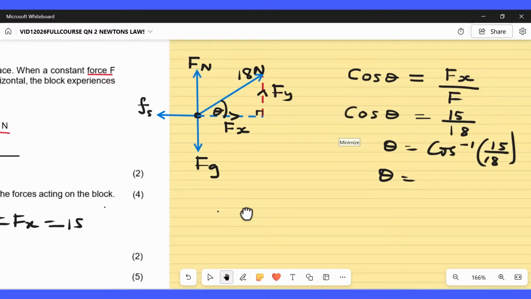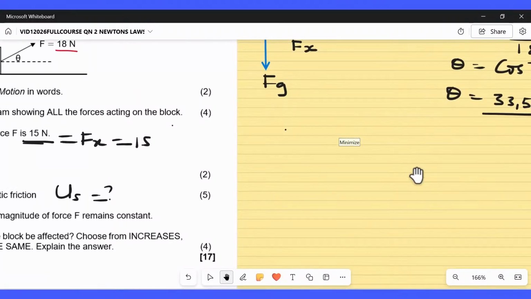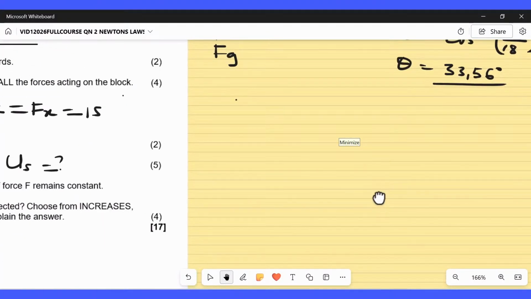That is question 2.3.1. Now here they want the coefficient of static friction. That is question 2.3.2. They want our coefficient of what? Of static friction. Now what do we know? The maximum static frictional force is given by the coefficient of static friction multiplied by the normal force. So in other words, if I can get my normal force here, I will get my coefficient.